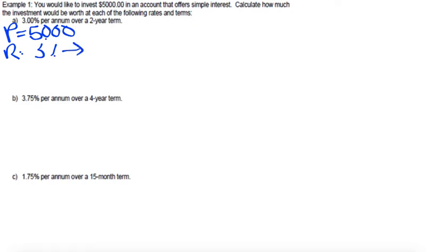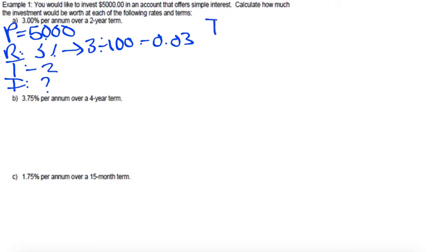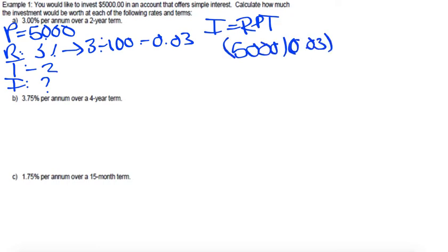I now need to take that 3% and divide by 100 to turn it into a decimal of 0.03. My T is 2 because it is 2 years, and I is what we are looking for. It wants you to calculate just what the investment will be worth at the end, so when we find I, we're going to have to add it to the value of P. So I can now use the formula I equals PRT, and I'm going to put $5,000 in for P, 0.03 in for R, and 2 in for T.